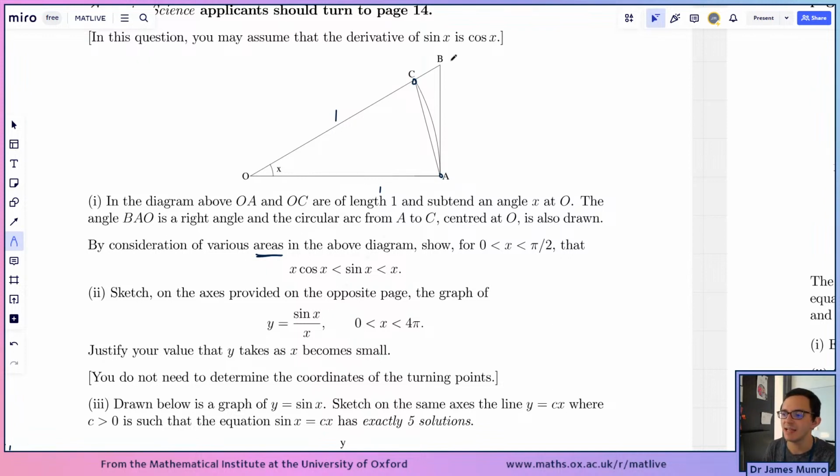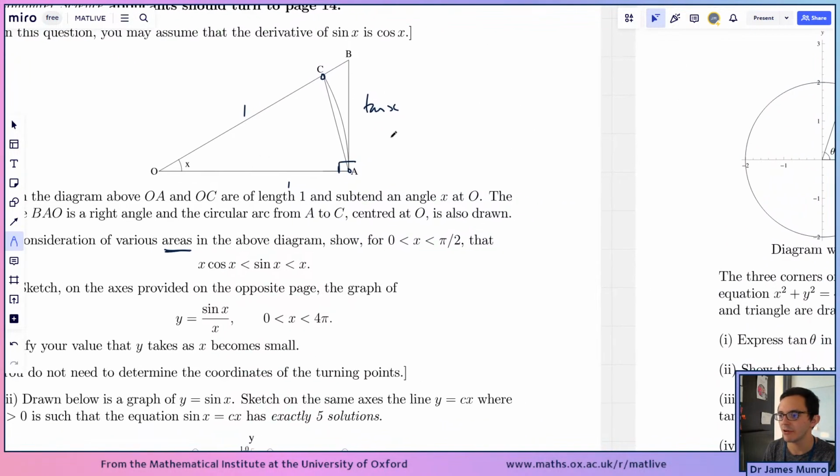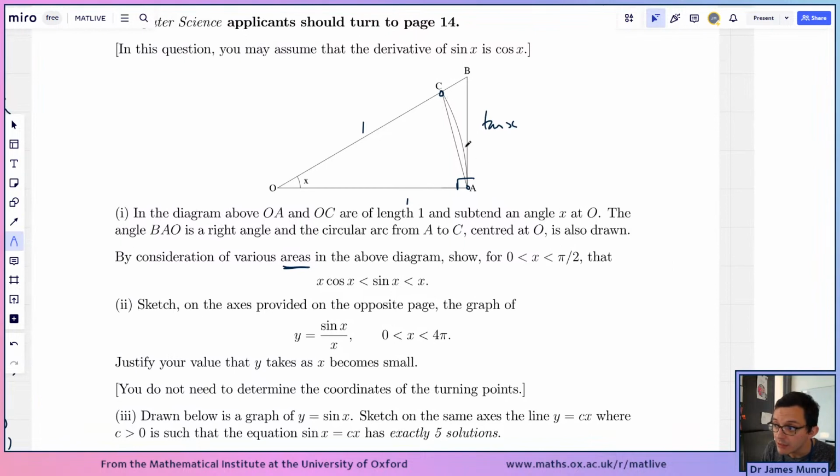oh, there's a tan x in here. If you have a right angle, then this side is tan x. So the area of the larger triangle OAB is something to do with tan x, and it's bigger. So tan x is bigger than something to do with the circle. So there's a shape here which is like comparing the circle to the small triangle, gives you something like x versus sine x.